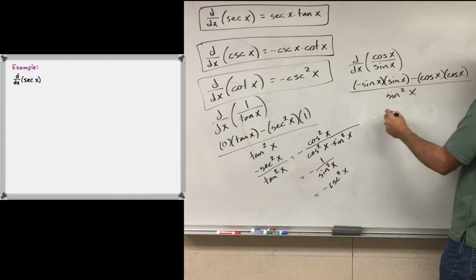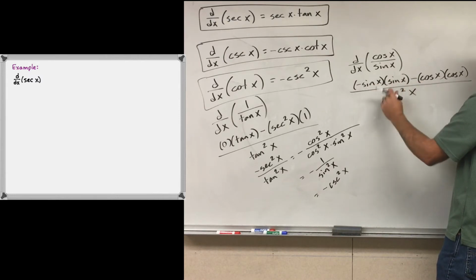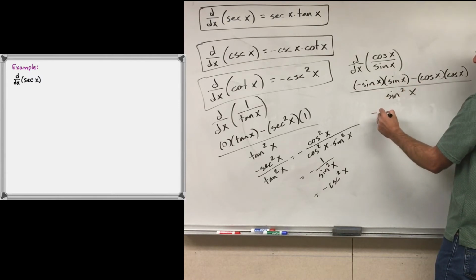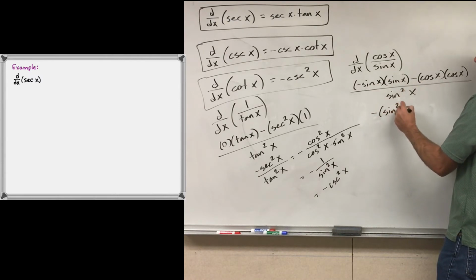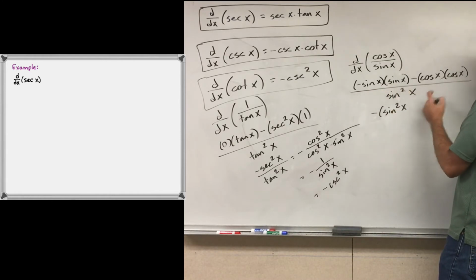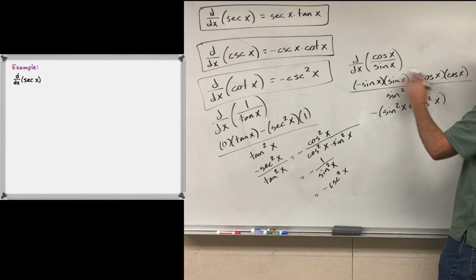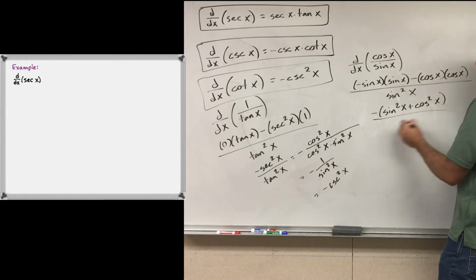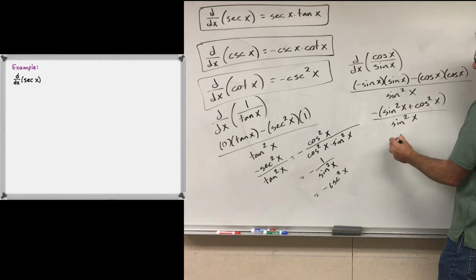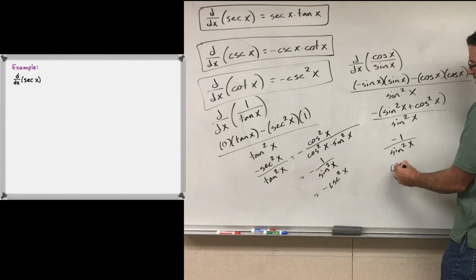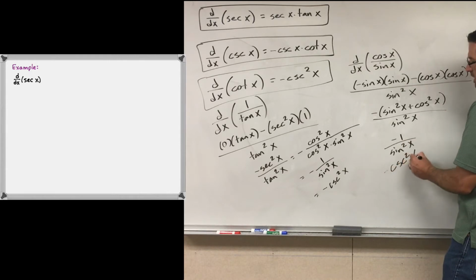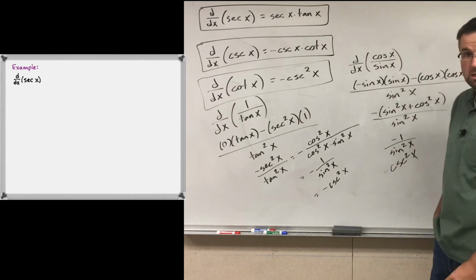Now the top can simplify. I'm going to factor out a negative 1 from both of those, so that'll be negative times sine squared x plus cosine squared x. So I factored out a negative and put those together, over sine squared x. Sine squared plus cosine squared is 1, so we end up with negative 1 over sine squared x, which is again negative cosecant squared x. So there are lots of different ways to approach these things.